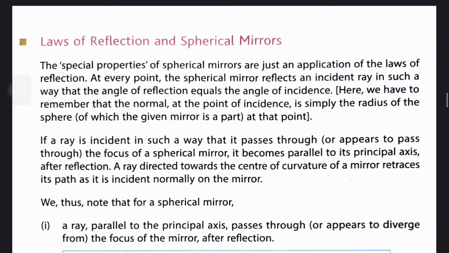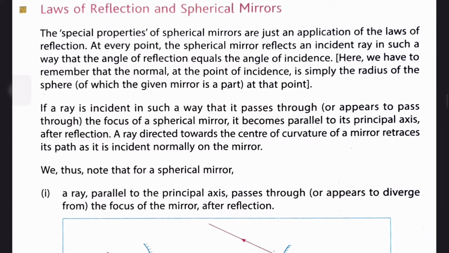If a ray is incident in such a way that it passes through or appears to pass through the focus of a spherical mirror, it becomes parallel to its principal axis after reflection. A ray directed towards the center of curvature of a mirror retraces its path as it is incident normally on the mirror.